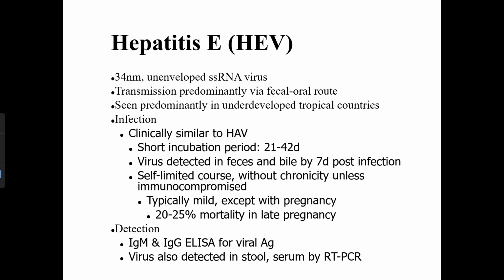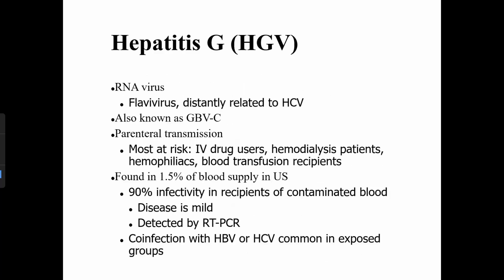Typically mild except for in pregnancy, so 20 to 25% mortality in late pregnancy. Detection: IgM and IgG ELISA for the viral antigen. Virus is also detected in stool and serum by RT-PCR.